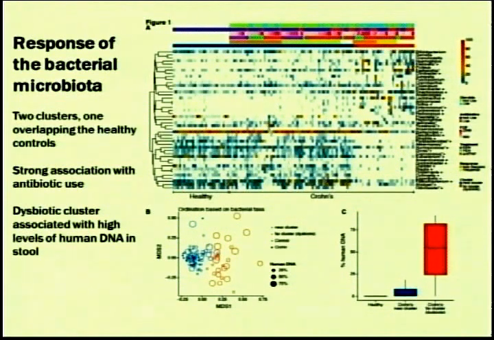Another thing we could see in the shotgun data was there's a lot of human DNA associated with the more dysbiotic cluster, the sicker cluster, and that's shown here. Much higher proportion of human DNA if you're in this sort of sicker group. Also a strong association of these 2 clusters with antibiotic use, suggesting antibiotics were perturbing the community and perhaps allowing or associated with colonization with these adverse bugs.